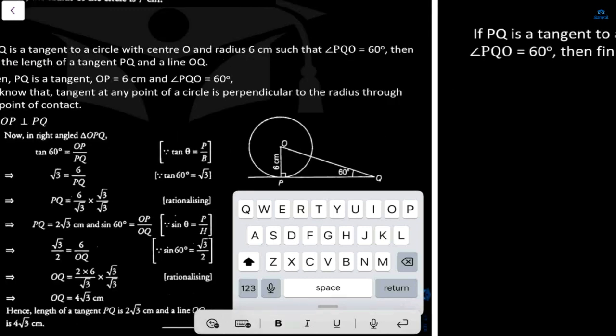Okay, you have got the answer in points. Yes, ma'am. 2 root 3. Wait, sine 60. Sine 60 is equal to 6 by that, equal to PQ. PQ is 2 root 3. Yes, yes, ma'am. PQ is 2 root 3. Yeah, ma'am. It's 2 root 3.